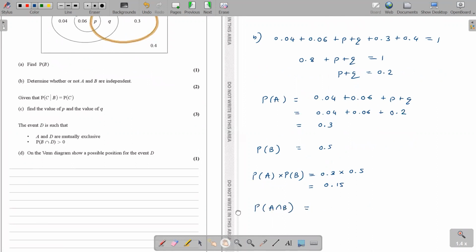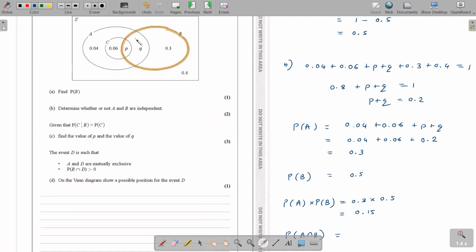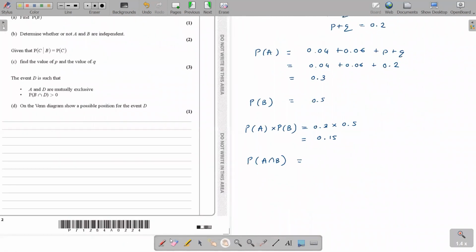So check whether this is equal to the probability of A intersection B. What is the region that's common to both A and B? For A intersection B, you can see circle A, circle B, and the intersection falls in this area, the P plus Q area. Do you agree with me? Then P plus Q is the A intersection B. The P plus Q answer we found as 0.2. So what do you see here? Is probability A times probability B equal to probability A intersection B?